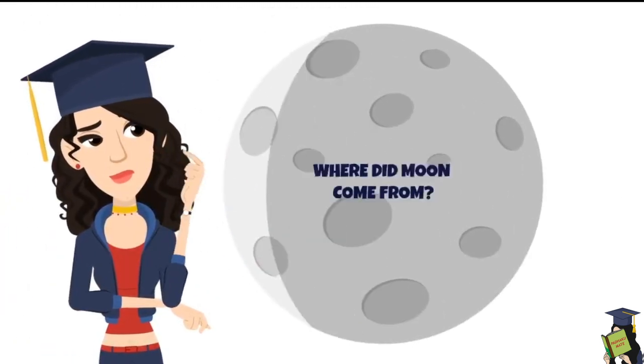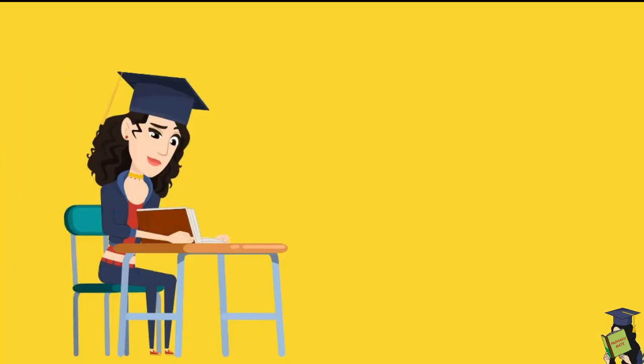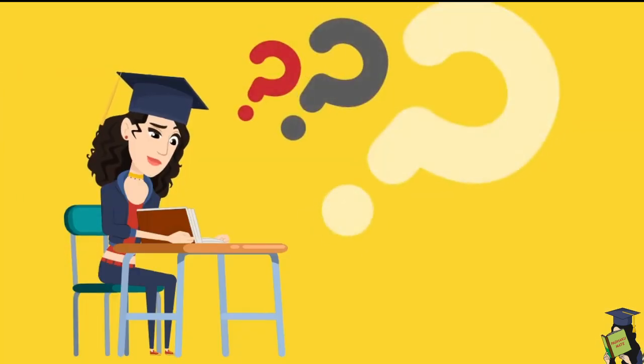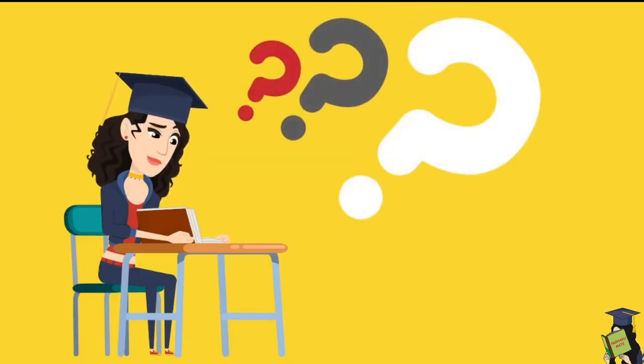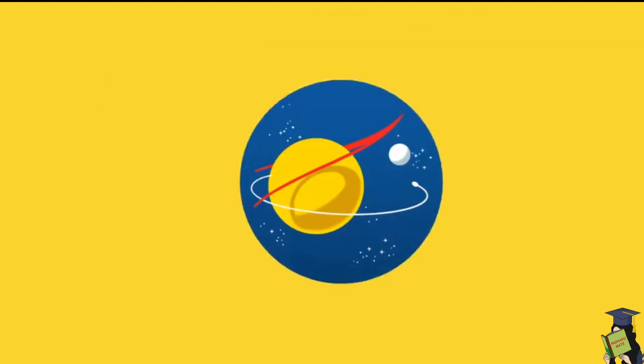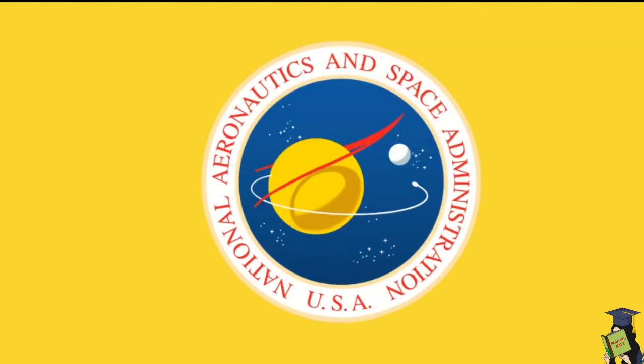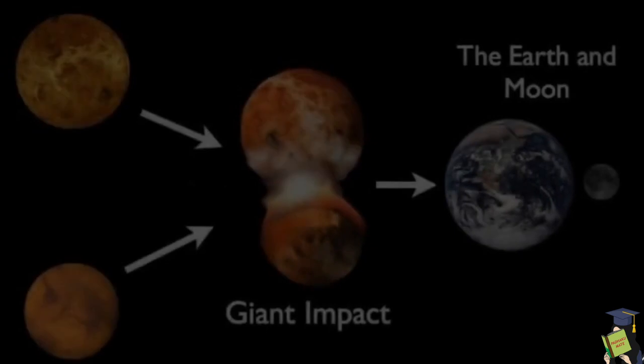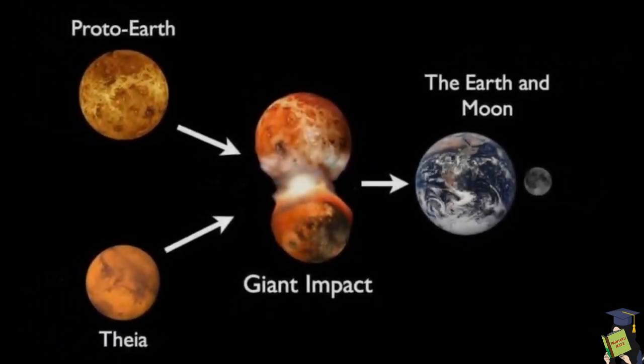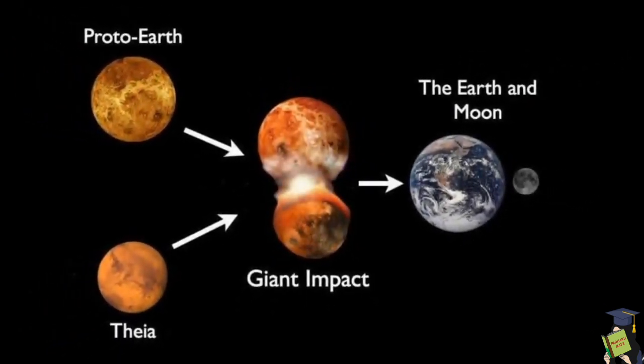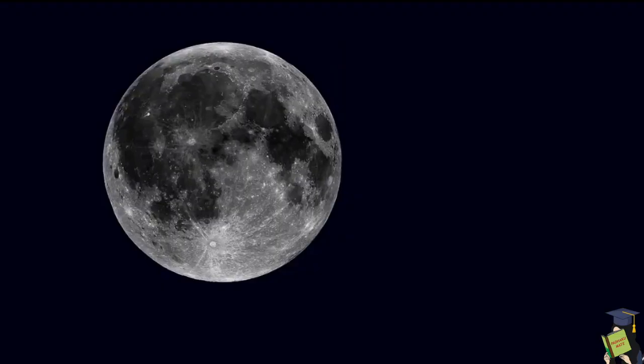So where did the moon come from? There are various theories about how the moon was formed. According to NASA, the moon came after a mass-sized body collided with Earth around 4.5 billion years ago. The impact sent chunks of the Earth and the impactor into space that were pulled together by gravity, creating the moon.